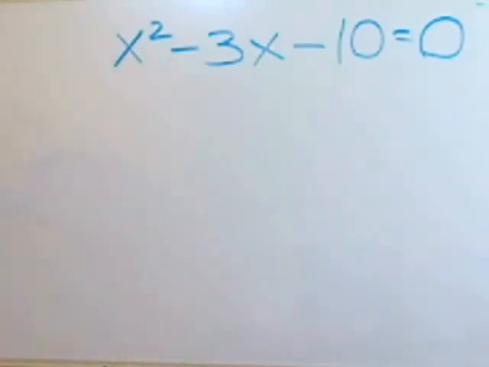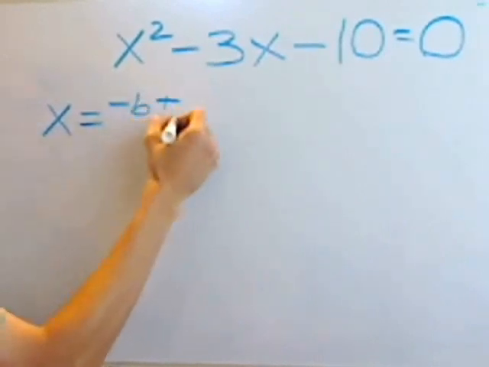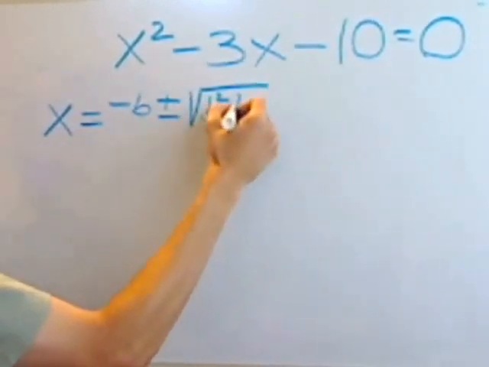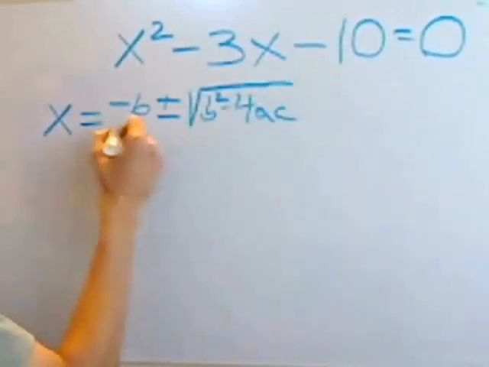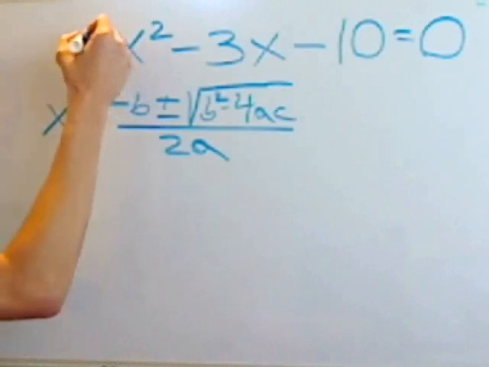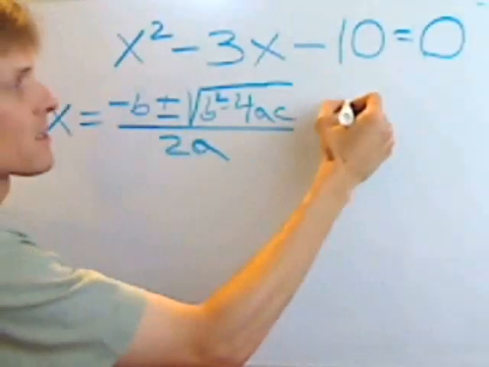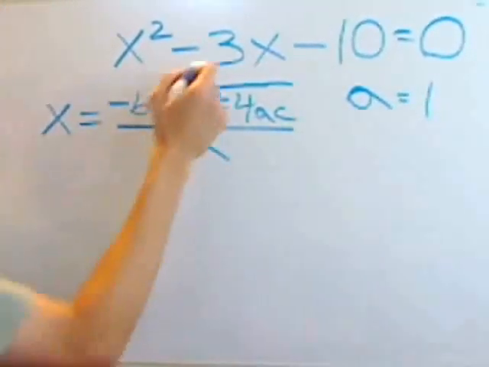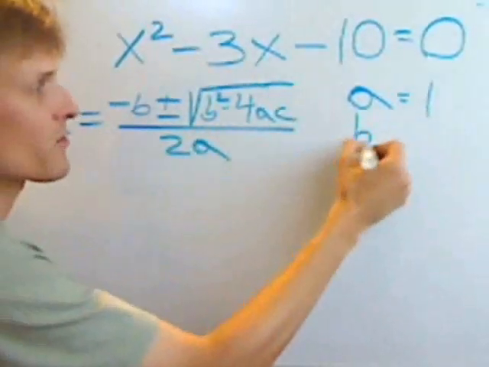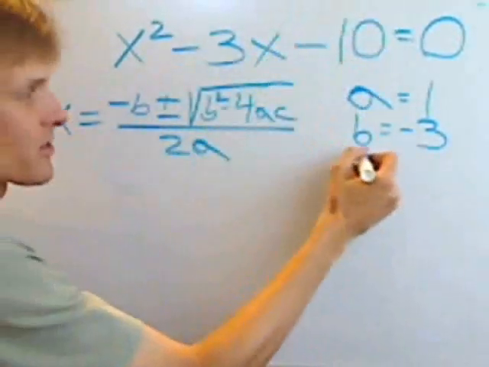Okay? So the quadratic formula tells us that x is negative b plus or minus the square root of b squared minus 4ac, all over 2a. Okay? So in this equation up here, a is 1. So let's write that somewhere here. a is the term here, so that gives us a equals 1. b is this factor here. b is minus 3. And c is this factor here. So c is minus 10.